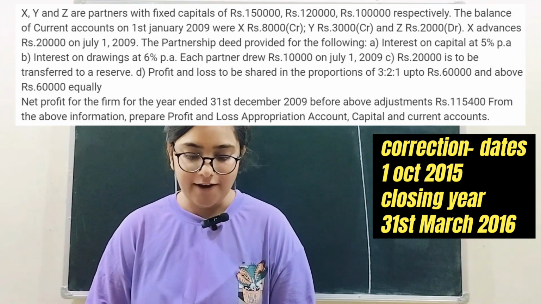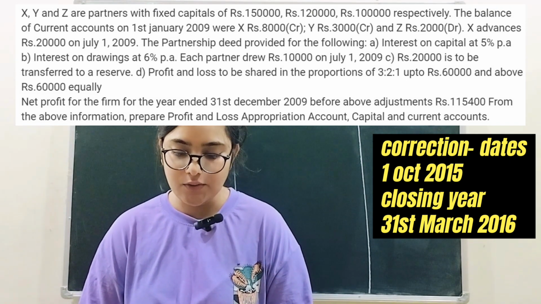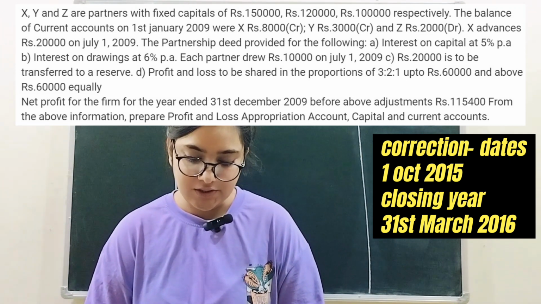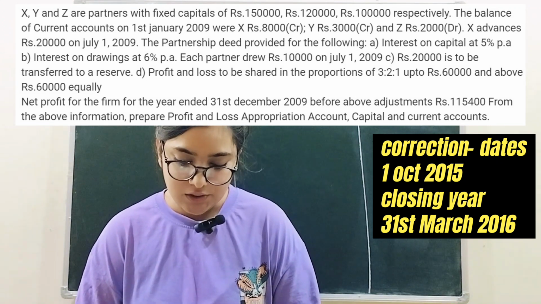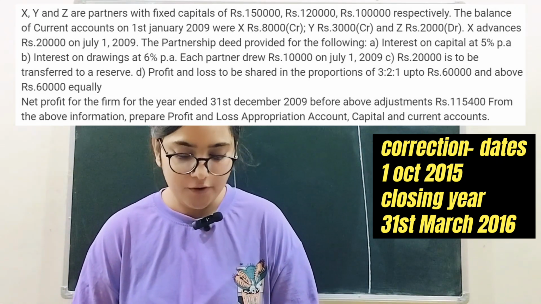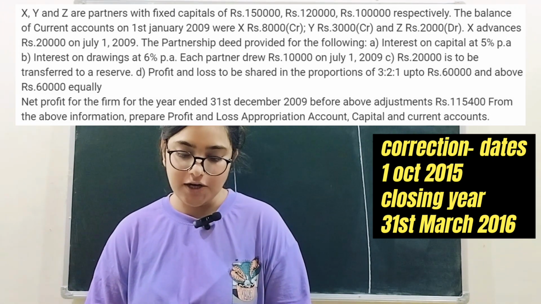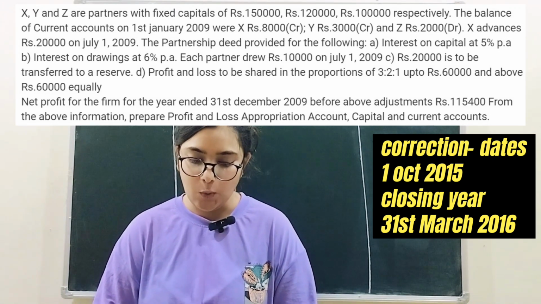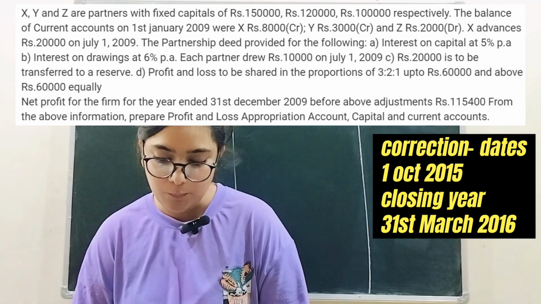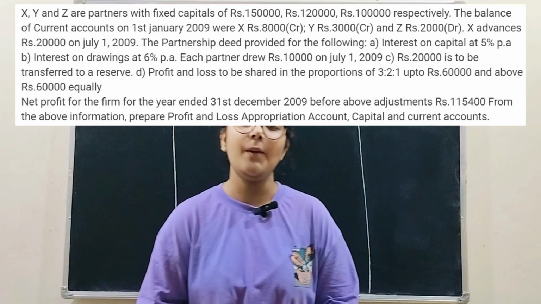Interest on capital at 5% per annum, interest on drawing at 6% per annum. Each partner drew 10,000 on 1st October 2015. Next, 20,000 is to be transferred to general reserve account. Lastly, profit and loss is to be shared in the proportion of 3:2:1 up to 60,000 and above 60,000 equally. Net profit for the firm for the year ending 31st March 2016 before above adjustment was 1,15,400. From the above information, prepare the profit and loss appropriation account and capital and current account of the partners.